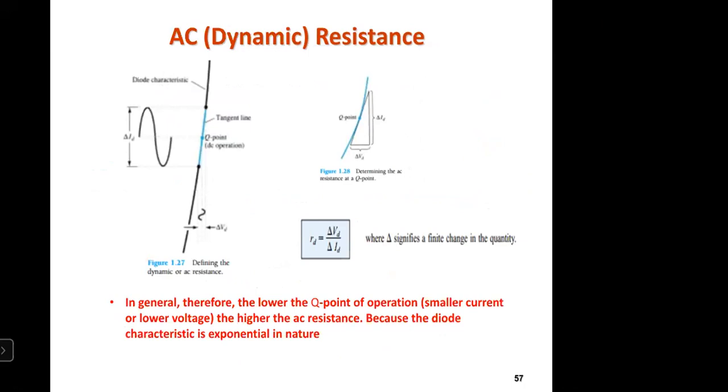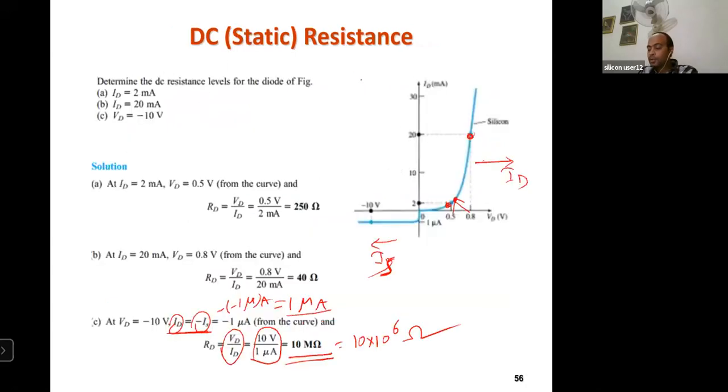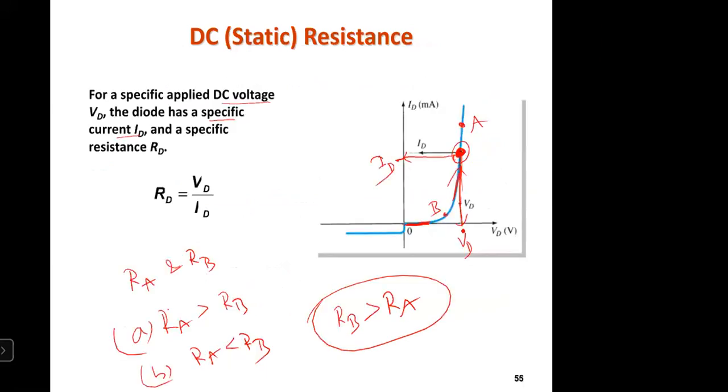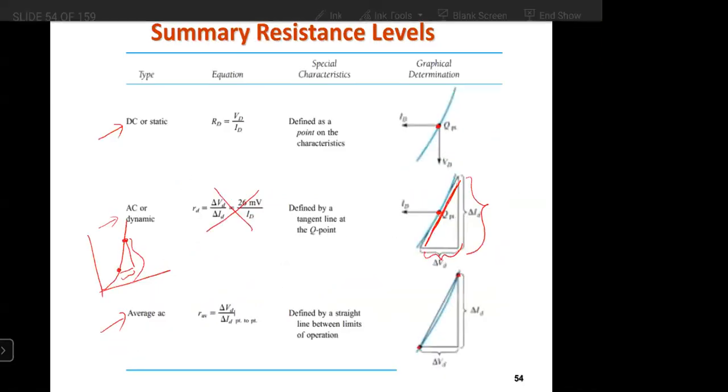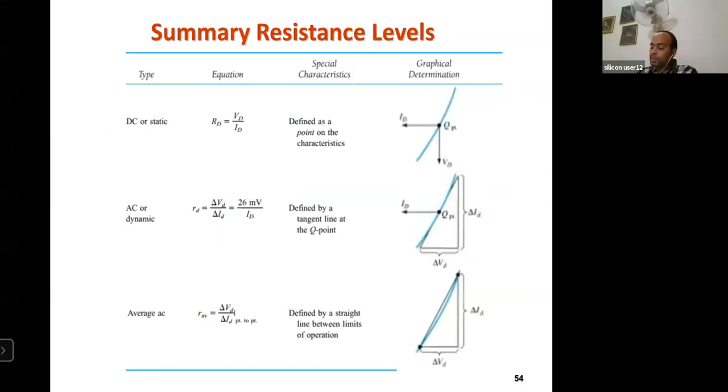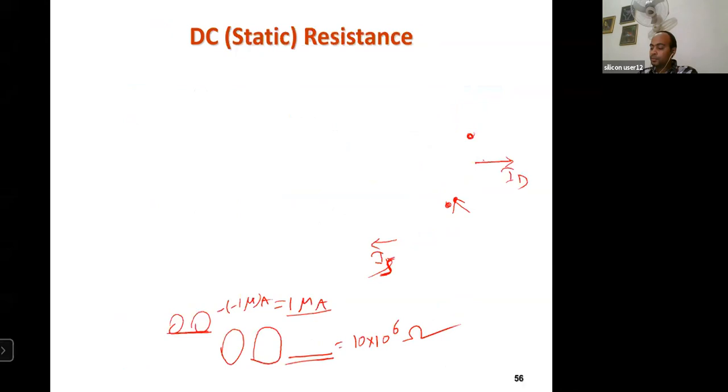Okay. Next one is AC resistance. AC resistance, I told you in the first figure. If you are finding out the AC resistance at a particular point, that is the slope of the tangent drawn at that point. Okay, you have to draw a tangent at a point, and its slope is the AC resistance.